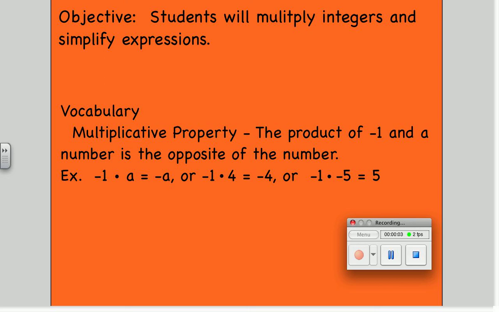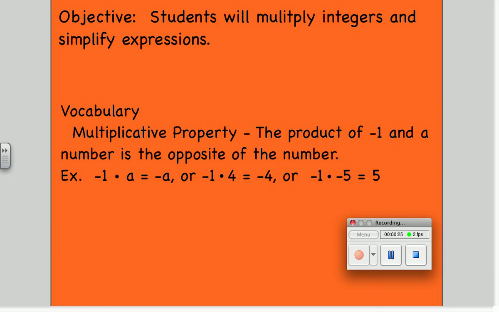All right, today we're going to multiply integers. So make sure you have today's lesson, Chapter 3, Lesson 5, 3.5, written on your notes. Make sure you have today's date. A lot of you are missing the date, and I haven't been taking off points, but please remember to put the date. Students will multiply integers and simplify expressions.